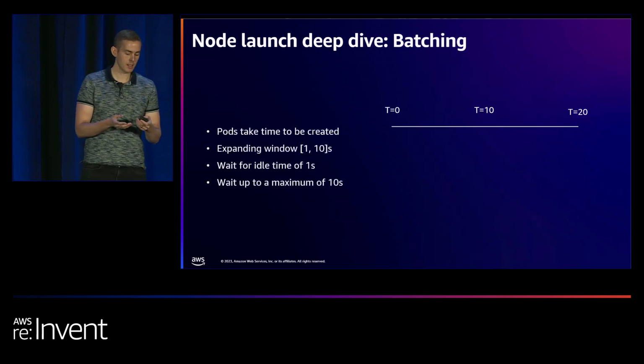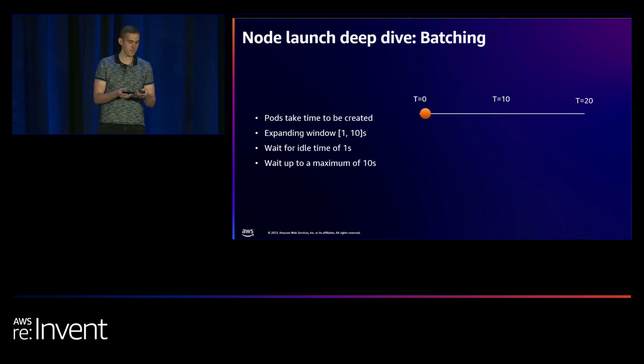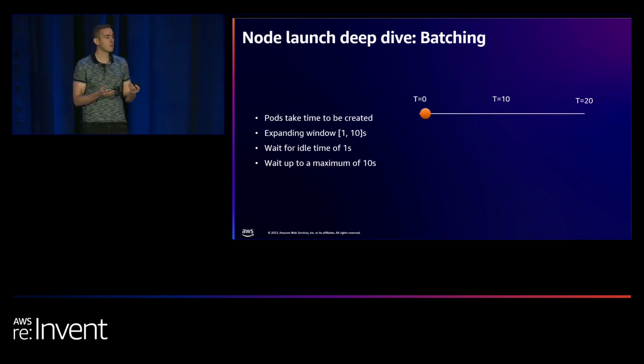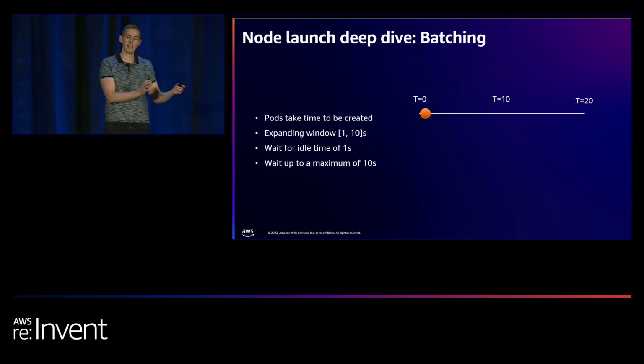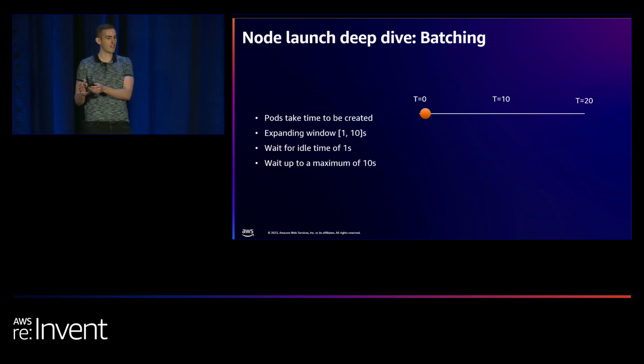Now we have a list of pending pods. But when do we decide to trigger a launch? If we just take a single pod and we immediately launch, then we'll get one pod per node. This could be really inefficient. We use what's called an expanding window algorithm to try to balance between launching capacity as quickly as possible and also making sure that we can bin pack effectively.